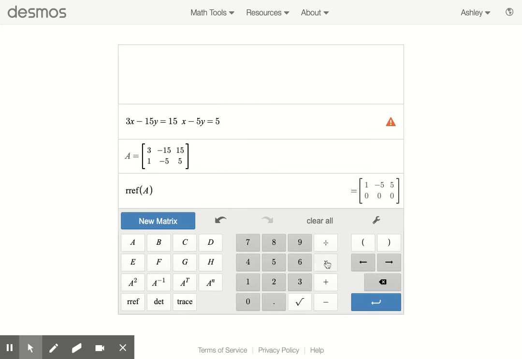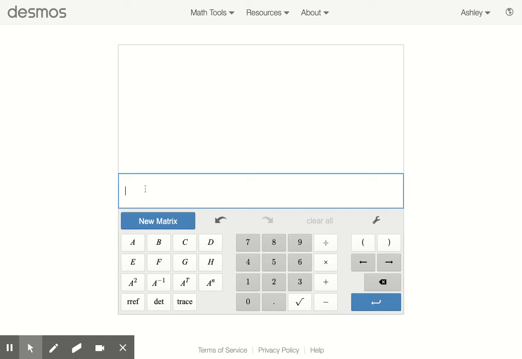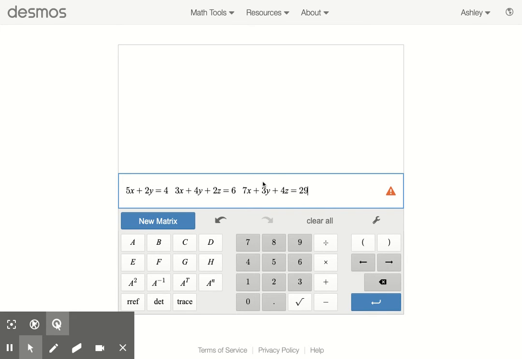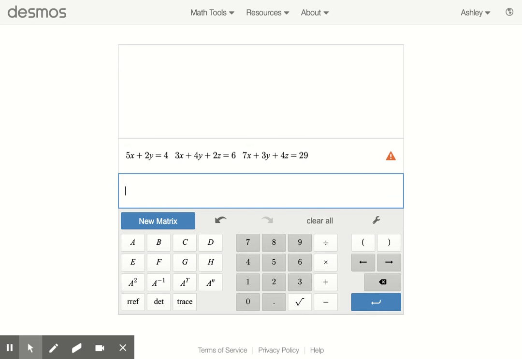Okay, we'll do a 3 now. So here are my 3 equations. I've got 5x and 2y equal 4. And then I have 3x and 4y and 2z equals 6. Then I have 7x plus 3y plus 4z equals 29. The only reason I'm typing it is so that you can see it for this video. Otherwise, it'd be kind of hard.